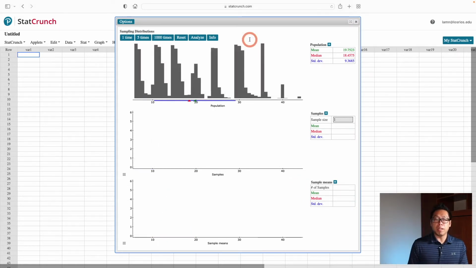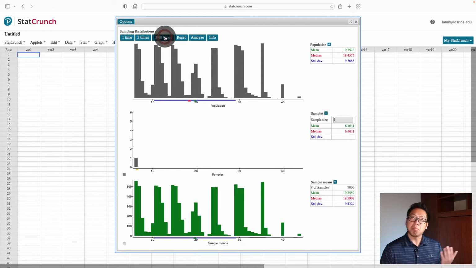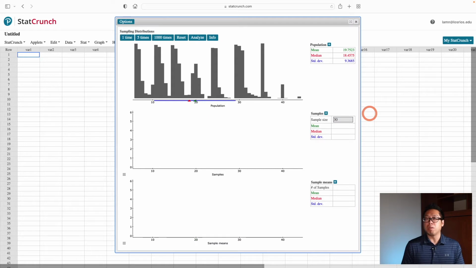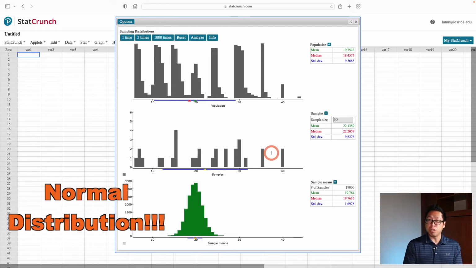Let's try what we just did on a wild picture that looks like this. So starting with a sample size of 1, what do you think the picture would look like? With a sample size of 1, I'm expecting the picture to look the same as the original. And it does. Now what happens when I increase the sample size to 30? What do you think the picture would look like? The picture now looks like a normal distribution.